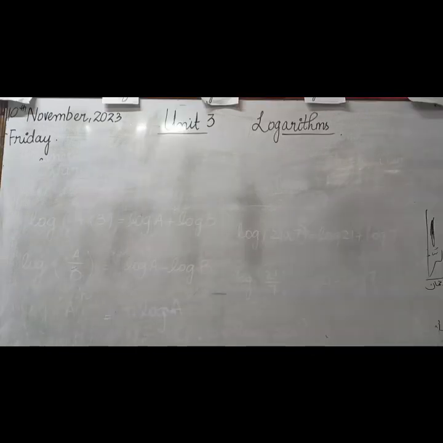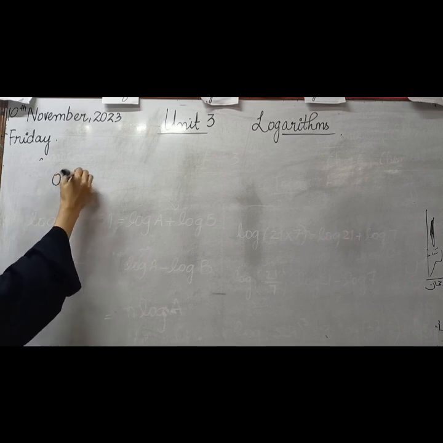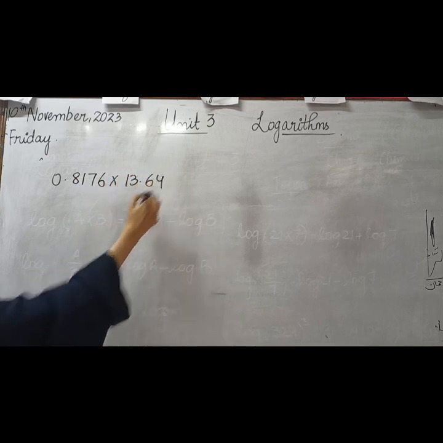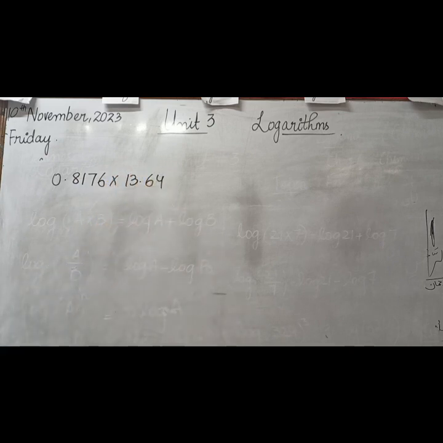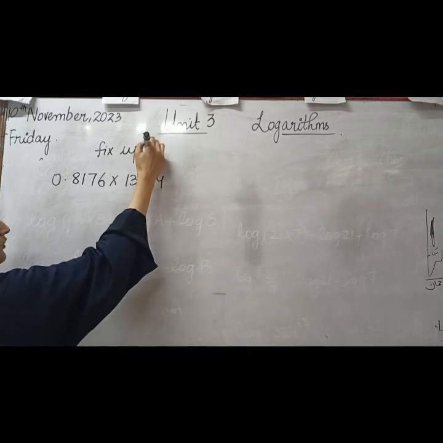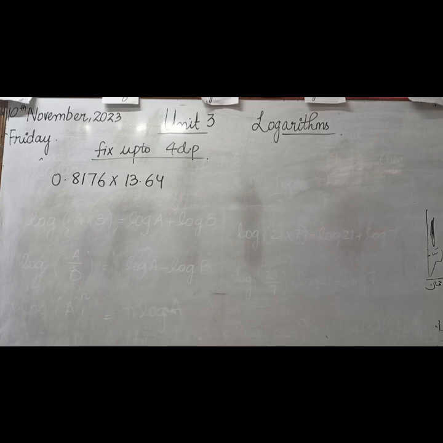I am writing an example on the board. Find the value of 0.8176 multiply 13.64. We have to find out the value of this. For this, first of all, you have to fix your calculators up to 4 decimal places. This is mandatory to solve these questions. Your calculator should be fixed up to 4 decimal places.